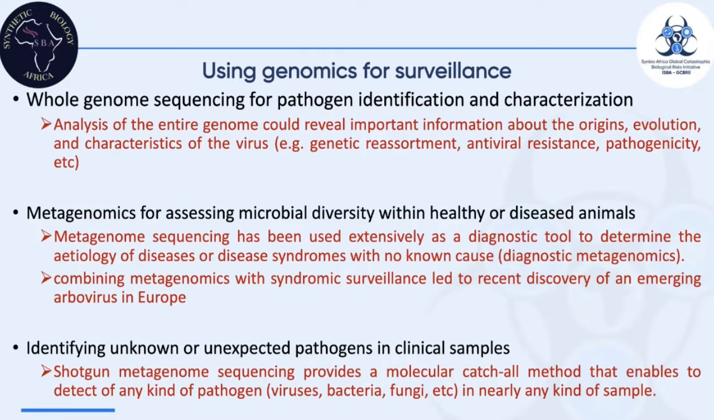You also use shotgun sequencing. Shotgun sequencing is now used to detect new viruses or new pathogens that can be a potential cause of GCBR. Next slide.